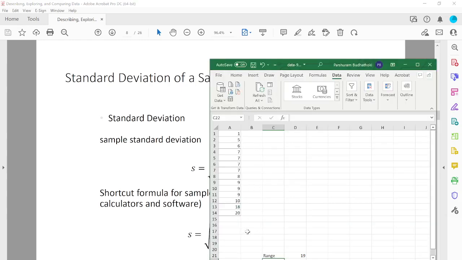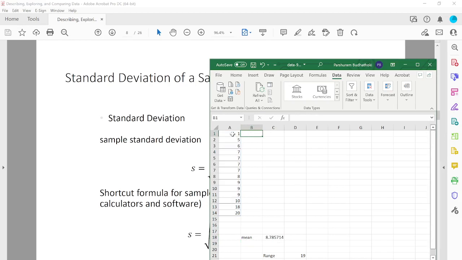So first of all, let's find out the mean. What is the mean here? Mean is actually the sum of this data. I'm going to use Excel. You can do it manually, one by one, using the calculator, and divide by the number of items, which is 14, as you can see here. So that's the mean.